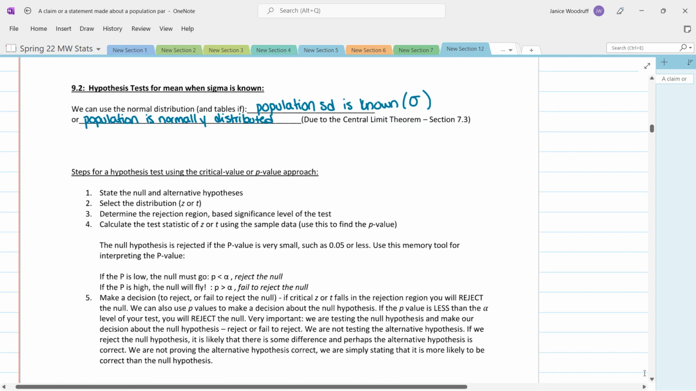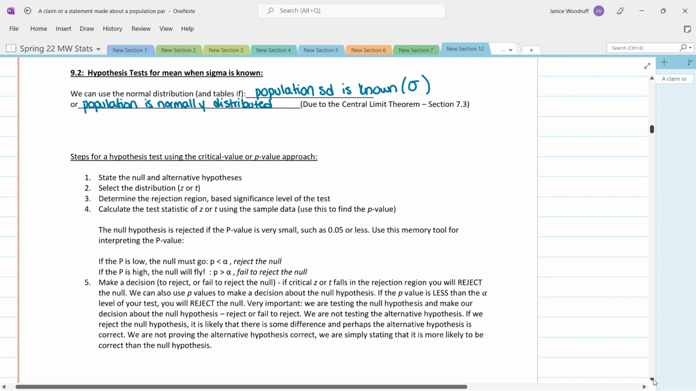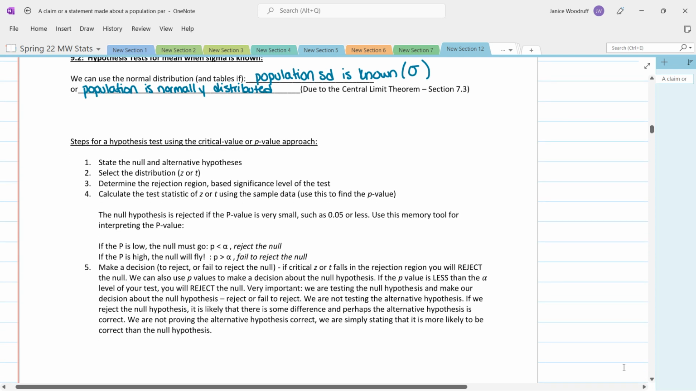Here are our steps. Step 1, we're going to state the null and the alternative hypothesis. Step 2, we're going to select if it's a Z or a T distribution, so that is going to depend on the standard deviation. So Z is population standard deviation. T is sample standard deviation. And then proportions are Z.